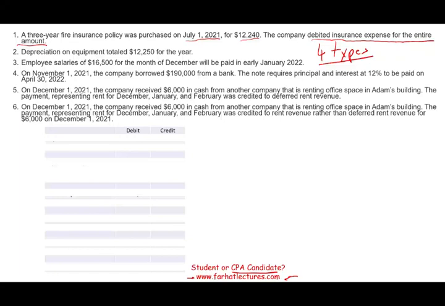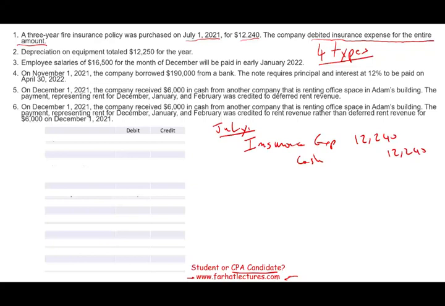Okay, first, let's journalize the entry, which I call the basic journal entry, when this event occurred. By the way, we're doing everything as of December 31st. So for all the adjusting entries, we're assuming the year end is December 31st. So on July 1st, we bought the policy and we debited insurance expense for the entire amount, and we credited cash for the entire amount, obviously. So this is a basic journal entry. You purchased an insurance policy and you debited insurance expense.